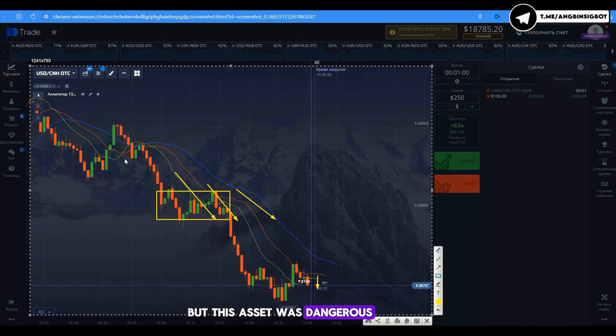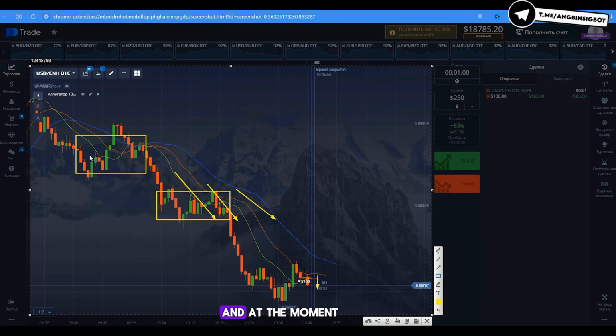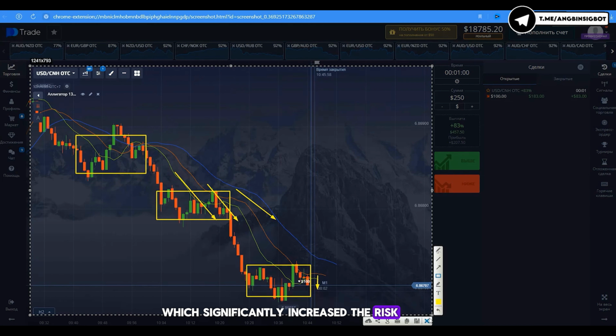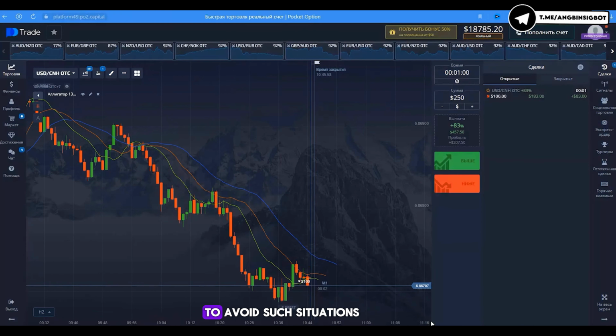But this asset was dangerous because the price had previously moved sideways, and at the moment I entered, the movement was also inactive, which significantly increased the risk. So ideally, it's better to avoid such situations.